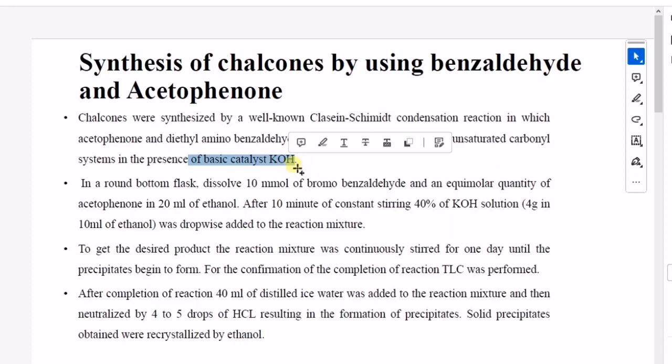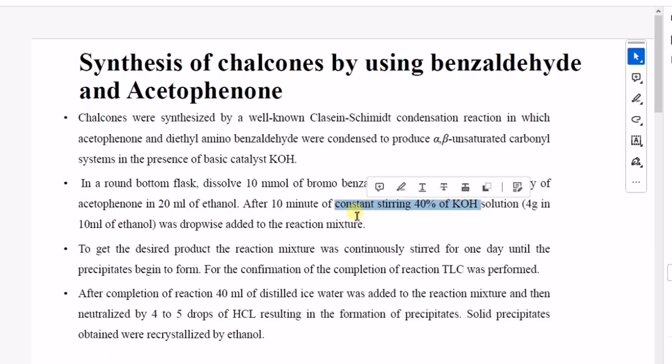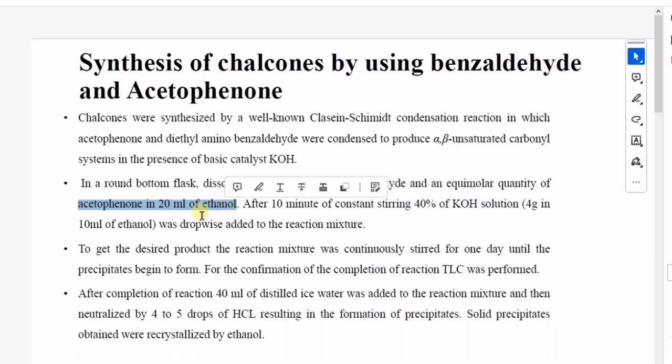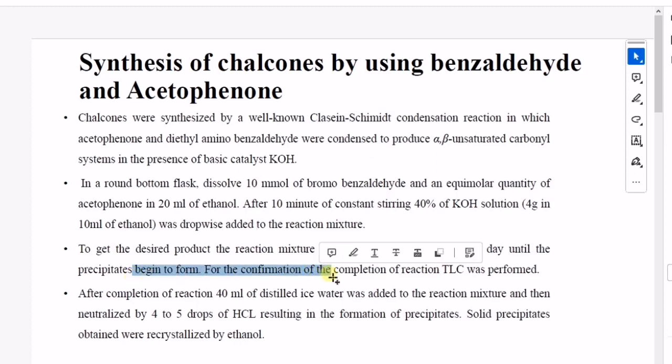Okay, first of all what you have to do is take KOH in a round bottom flask and stir this KOH in ethanol for 10 minutes. After this you have to add acetophenone to it, and after 10 minutes you have to add aldehyde to this reaction mixture, and when the precipitates are formed you have to take TLC of these precipitates to confirm whether the reaction has proceeded or not, whether the product is formed or not.